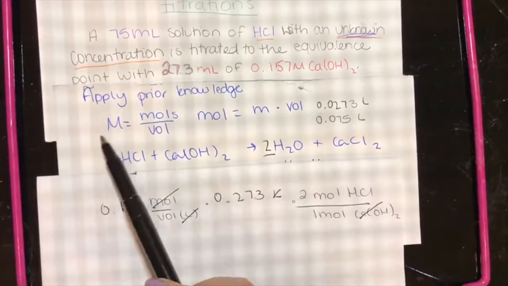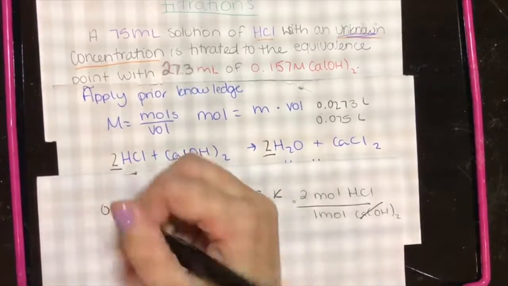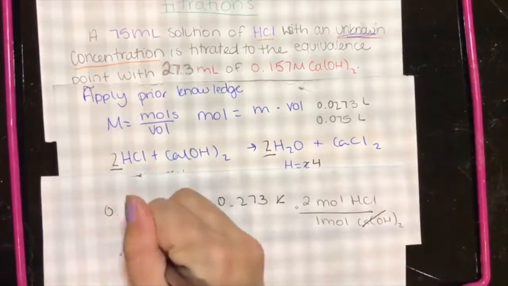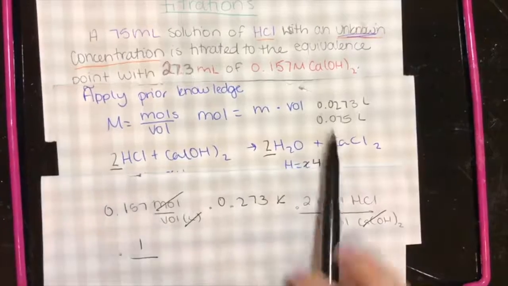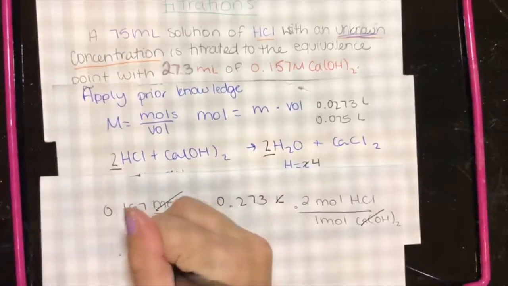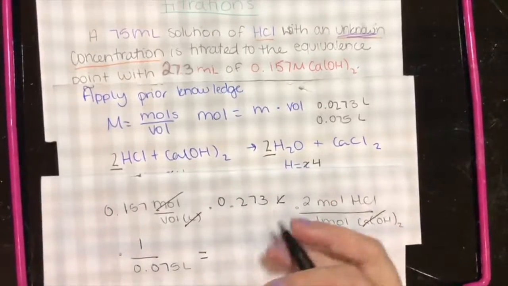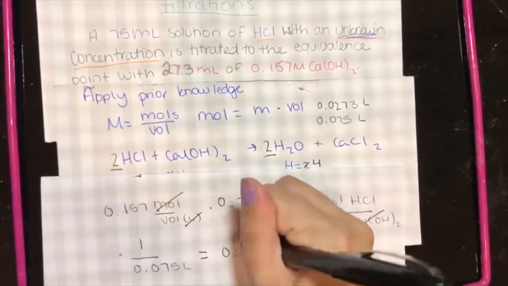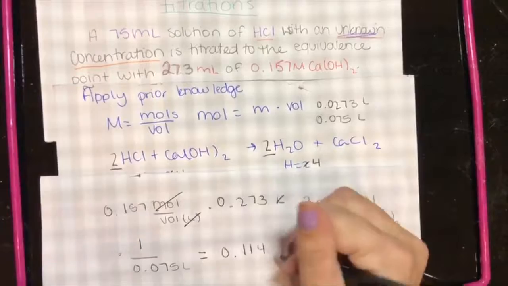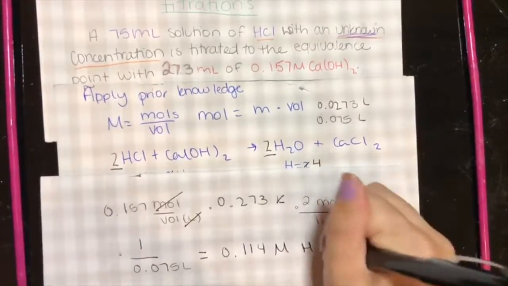Since molarity is simply moles over volume, you're going to multiply that by 1 over the volume of that, which is 0.075 liters, and you will get your answer, which is approximately 0.114 moles of hydrogen chloride.